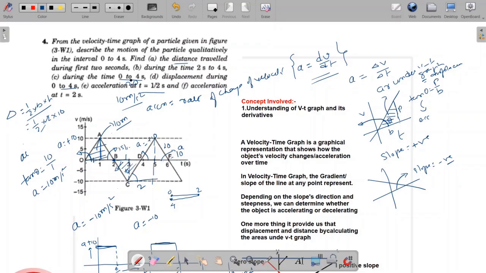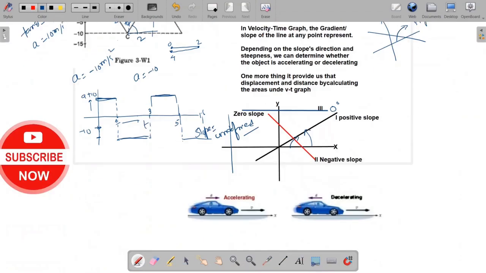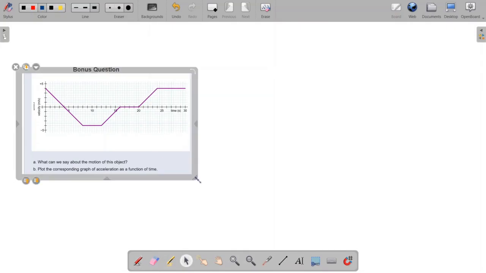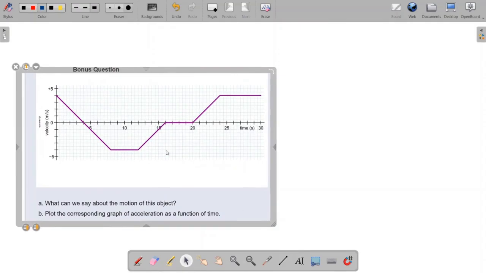So friends, based on this concept, I'm providing you one more bonus question, and this is the question over here. You have to use the same concept, and there is a VT graph shown before you, and you need to describe the motion first of all. So send me your answer. You can attach some files in the comment box also, and you can write your detailed answer. I'll be happy to see that and reply to you.